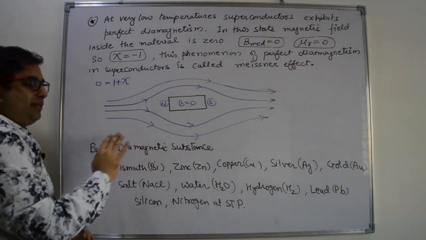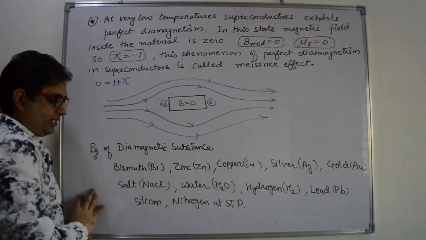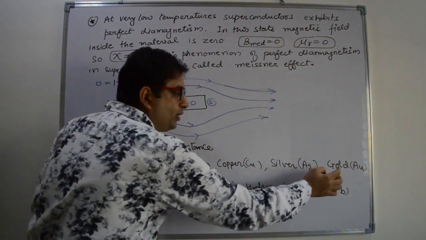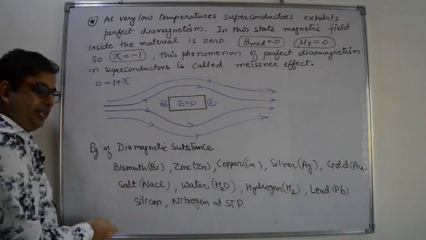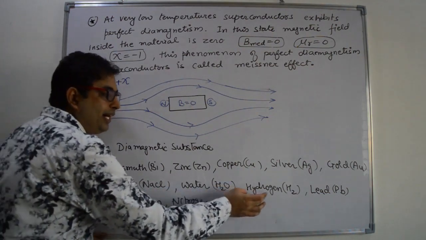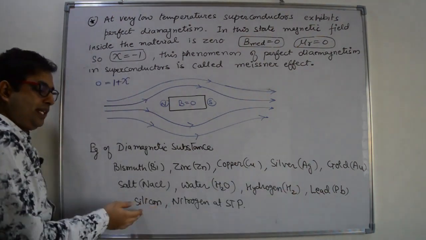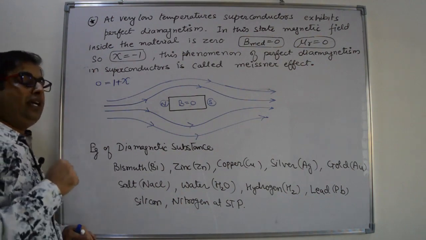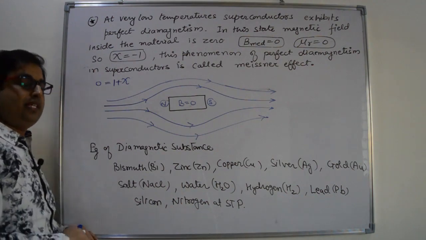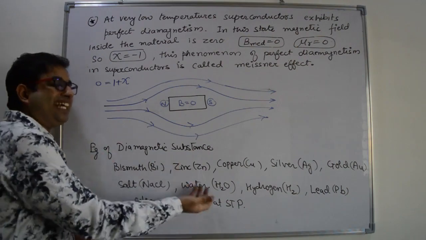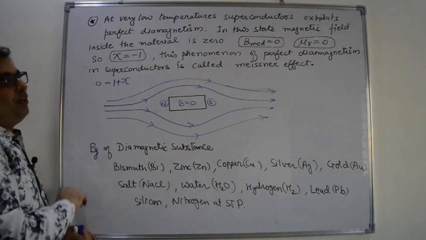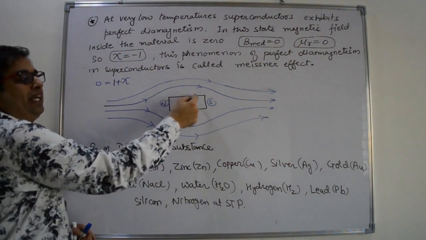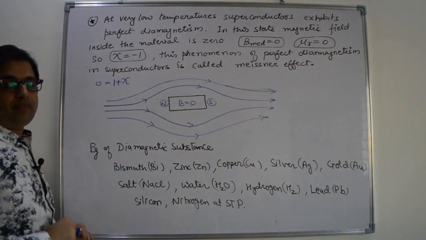Now let us see some examples of diamagnetic substances. Bismuth is an example. Zinc, copper, silver, gold, salt, NaCl, water, hydrogen, lead, silicon, nitrogen at STP. All these are examples of diamagnetic substances. They magnetize slightly in the opposite direction. For perfect diamagnetism, there will be zero magnetic field in the material. Got it?